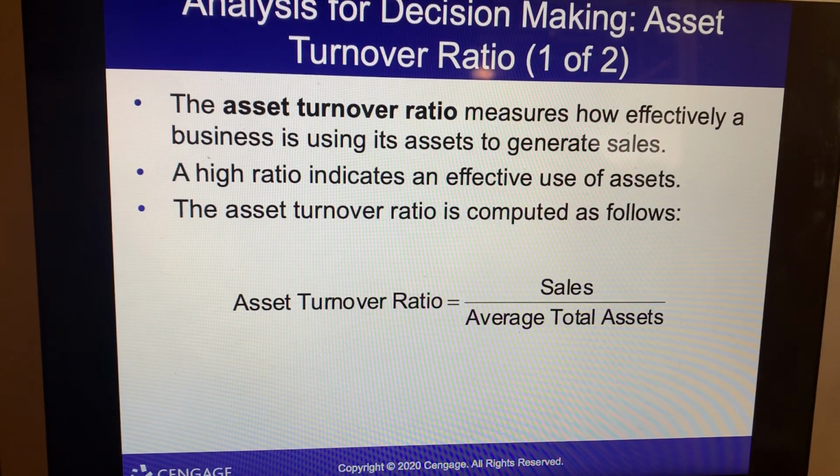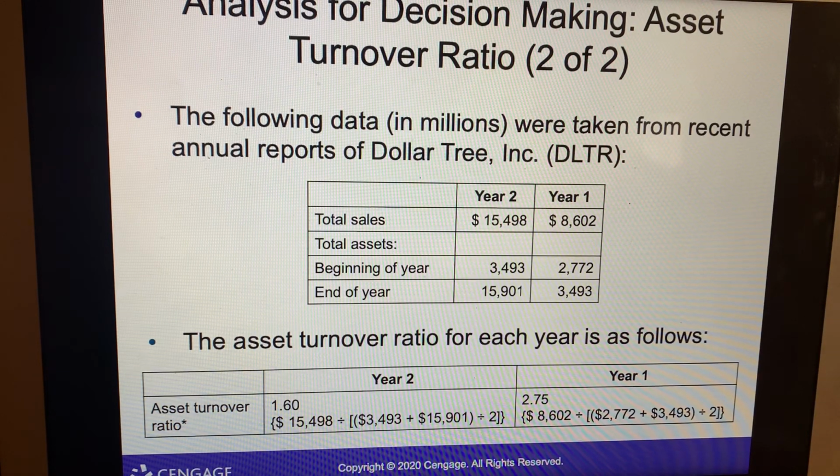Asset turnover rate, sales divided by average total assets, not sales. So here's an example. Let's see, asset turnover ratio is 1.6 for year 2. Year 2 is 1.6. Year 1 is 2.75. So there's where it's calculated.